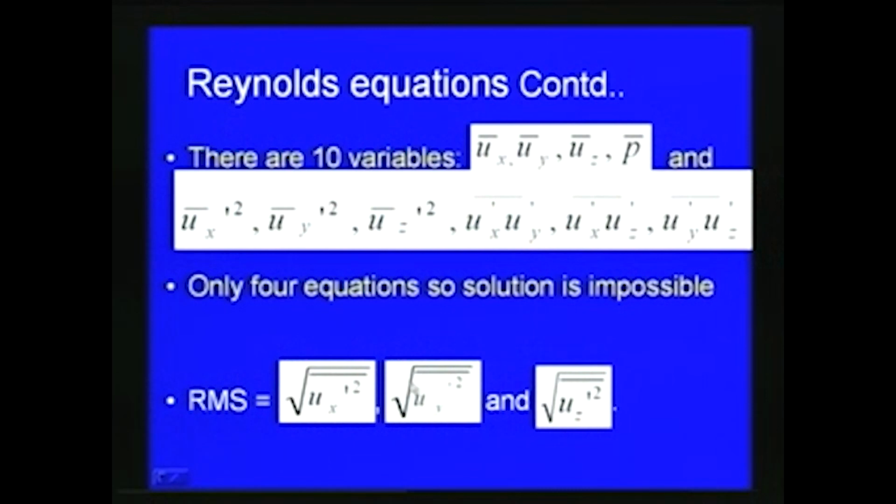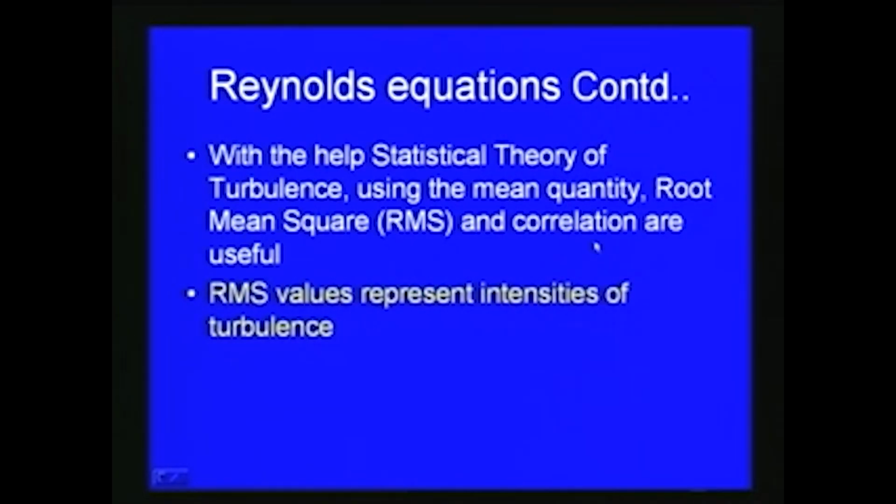So, we have already seen the square root of u x dash bar square, the square root of u y dash bar square, and the square root of u z dash bar square. These are the root mean square values. So, generally, to get a mathematical solution to this is very difficult.